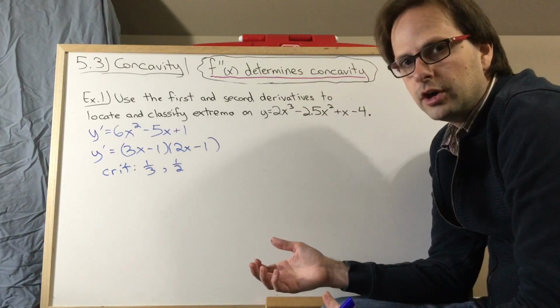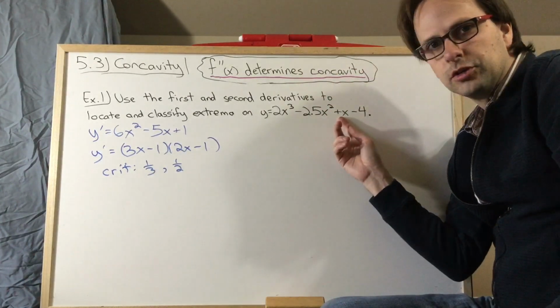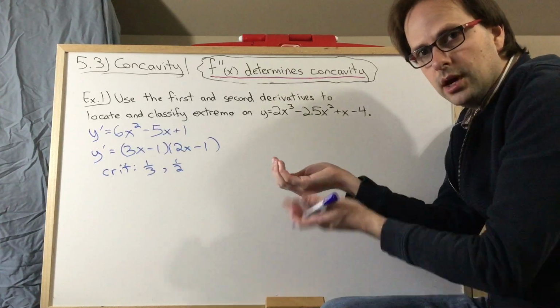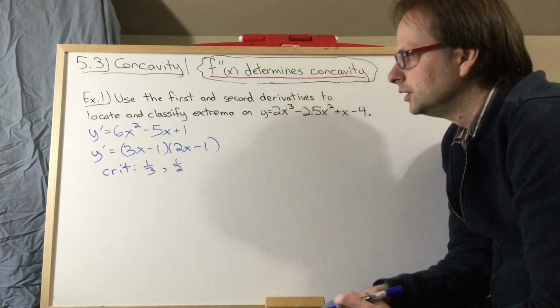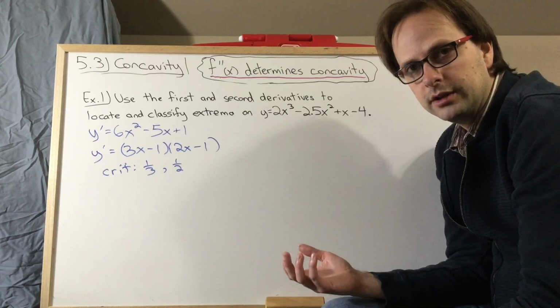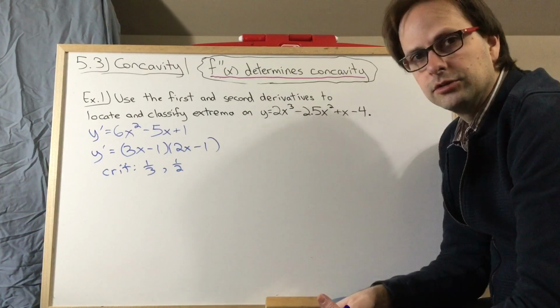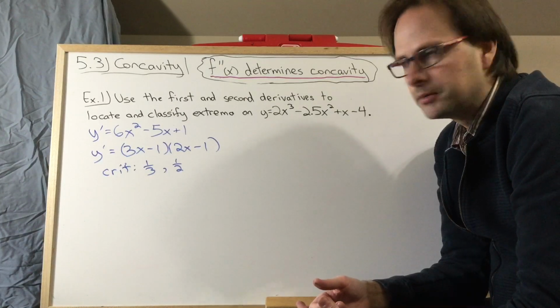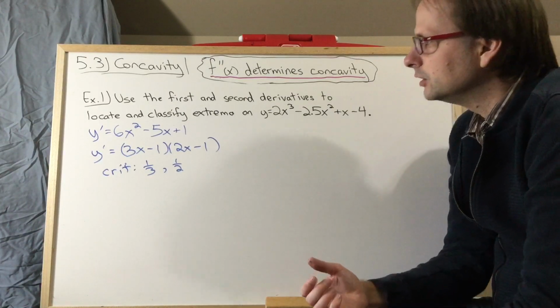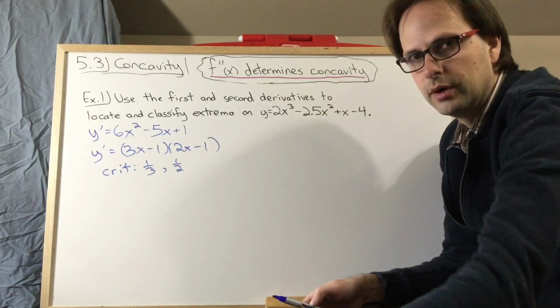These critical values are the places where this curve is horizontal, so they might be a min or a max. Now, we could go and make that sign diagram on the first derivative and figure out which one they are, but this is asking us to use the second derivative to figure it out. So if we want to use the second derivative, we better figure out what the second derivative is.